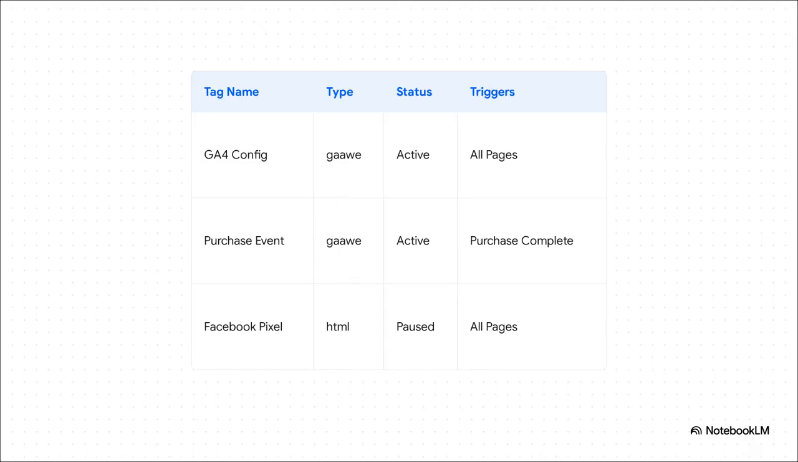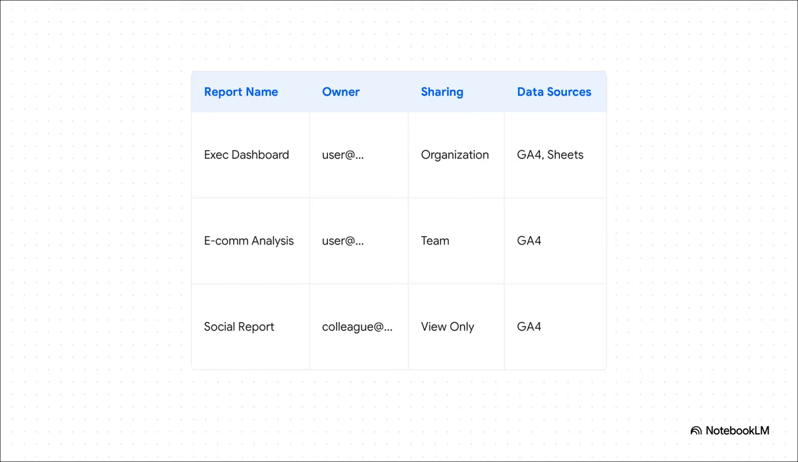Next up, let's talk Google Tag Manager, because honestly, this is a game changer. It doesn't just give you a list of your tags. No, it maps out every single tag, trigger, and variable. And one of the best parts, it actually shows you the status of each tag, so you can immediately see which ones are paused or just old legacy tags cluttering up your container. So useful.